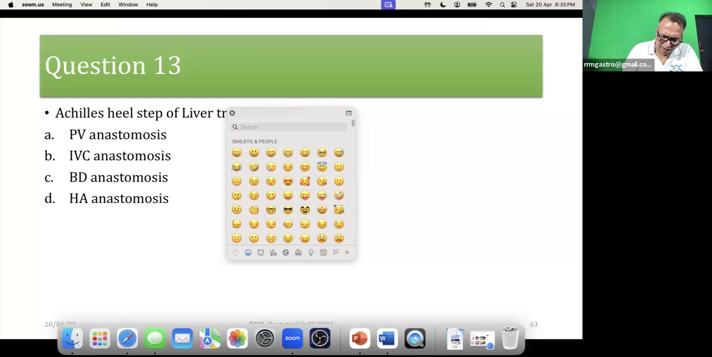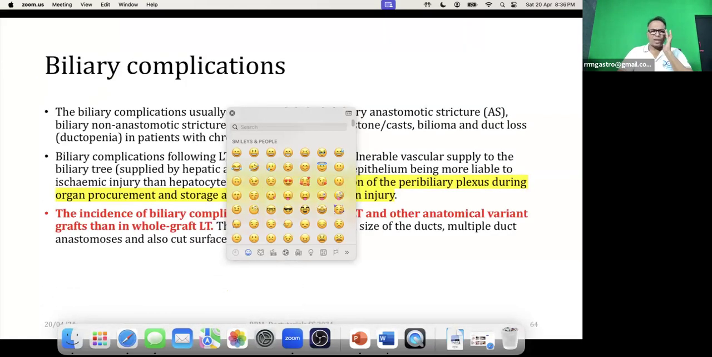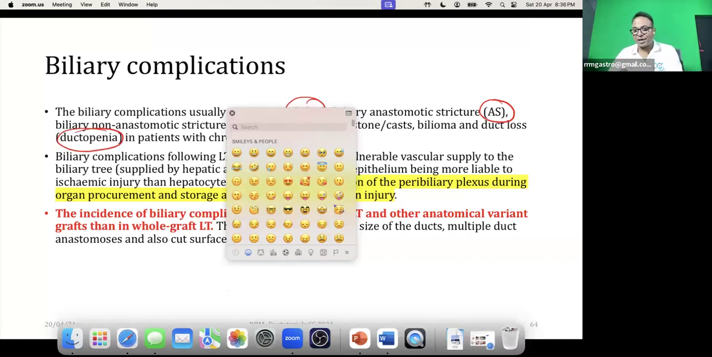Achilles heel of liver transplant, I already told you, is bile duct anastomosis. Now, biliary complications are very, very important. Biliary complications include bile leak, stricture, biliary anastomotic stricture, non-anastomotic stricture, bile duct sludge and stone, and vanishing bile duct syndrome called ductopenia due to chronic rejection. All these are because bile duct is only supplied by one artery. And the biliary epithelium being more liable to ischemic injury, suboptimal preservation of peribiliary plexus results in ischemia reperfusion injury.